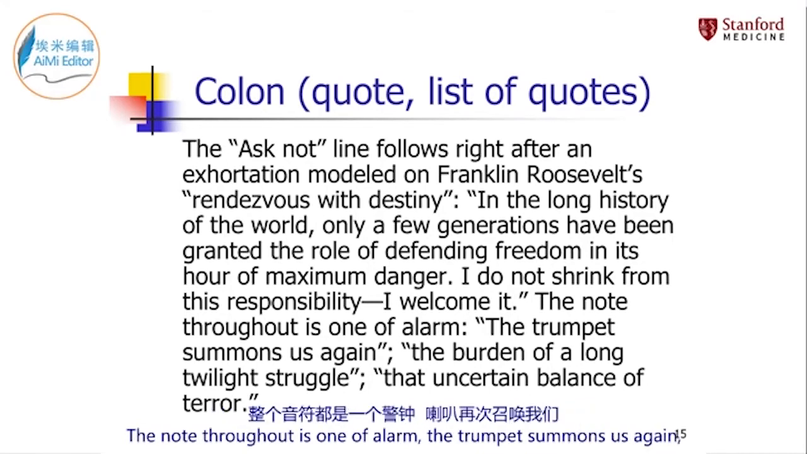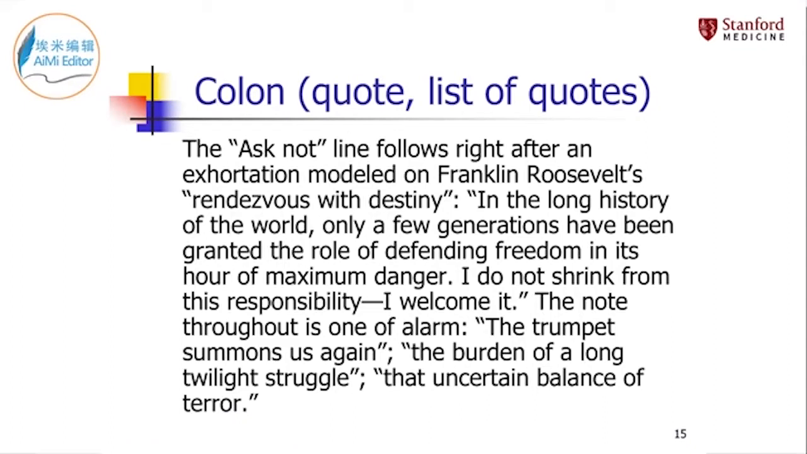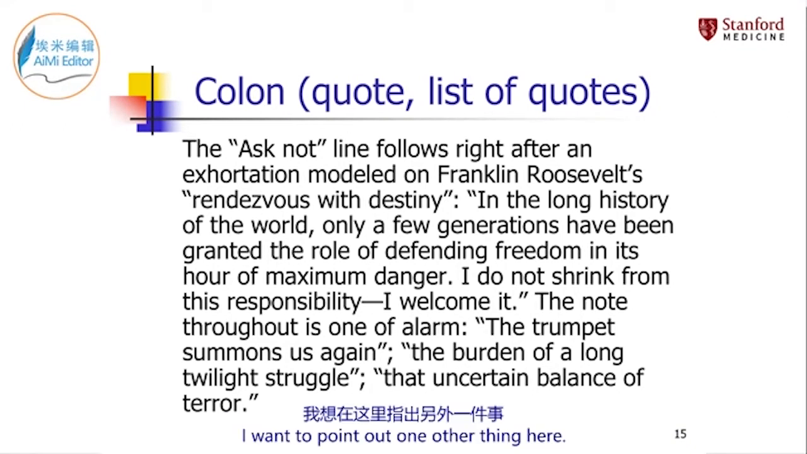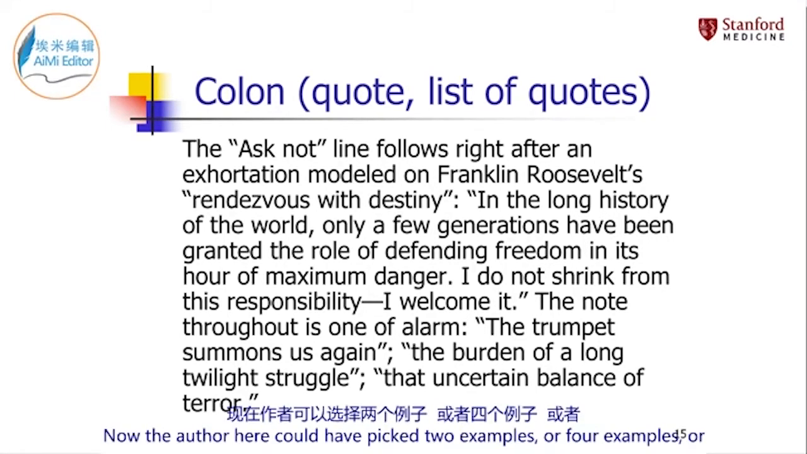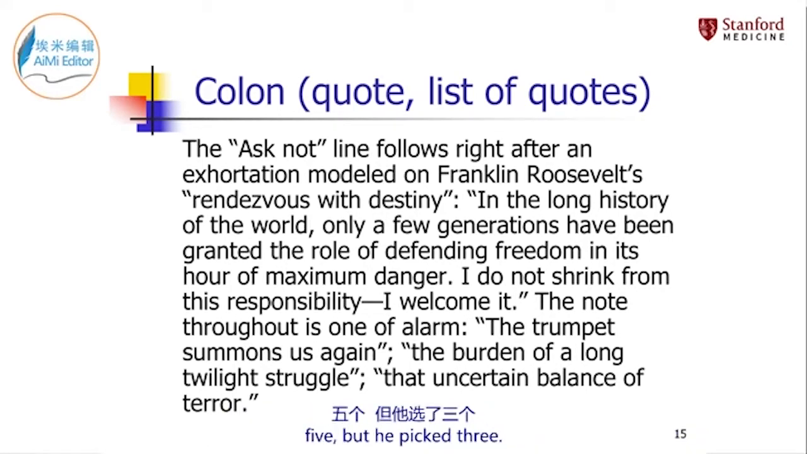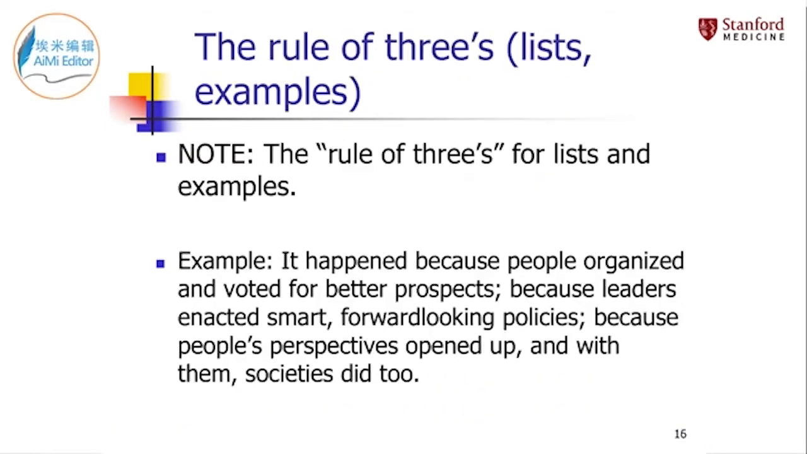The note throughout is one of alarm: the trumpet summons us again, the burden of a long twilight struggle, that uncertain balance of terror. I want to point out one other thing here. Notice that in that second sentence, we get exactly 3 quotes from FDR's speech. Now, the author here could have picked 2 examples, or 4 examples, or 5, but he picked 3. When in doubt about how many examples to share, 3 is often a good number.